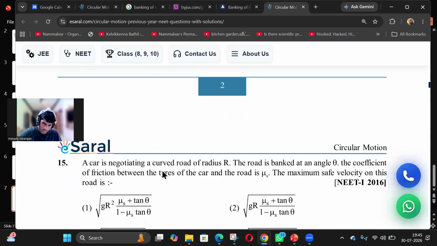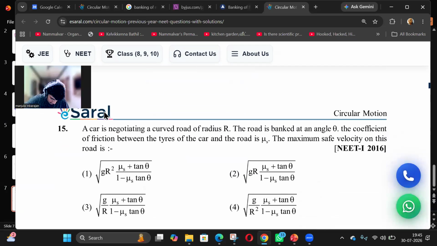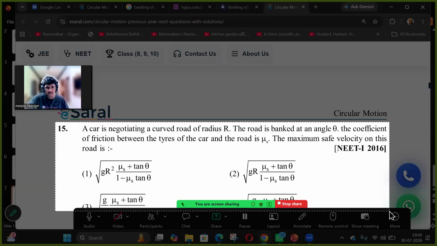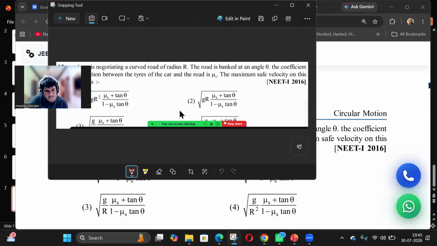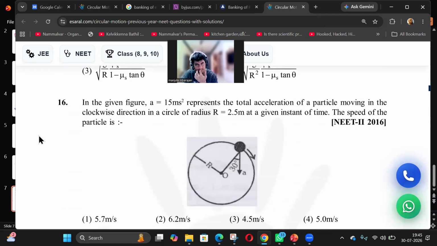Question number 15. Coefficient of viscosity. They haven't taken that yet, sir. Coefficient of friction, where bank of road is there. Actually, this is Newton's laws of motion chapter. They haven't taken that coefficient of friction yet. That's why. Okay.